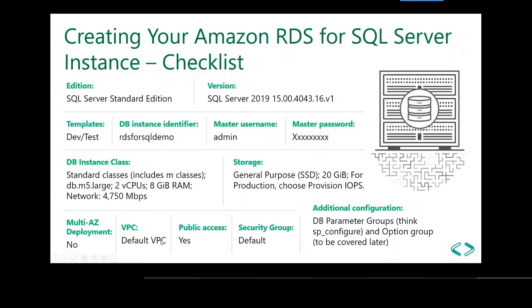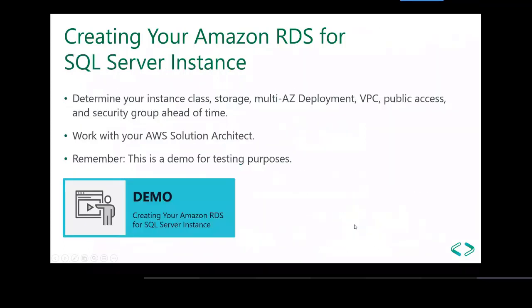Okay. And we're going to leave default VPC. We're going to open public access. Usually you don't do this in your production environment. You're going to have a different configuration option in your production environment. Security group, we're going to leave the default. And like we talked about earlier, the parameter group, we're testing with the sp config. And option groups, we're going to need to configure the option group for backup and restore. Make sure the option is selected, which we're going to cover a little bit later on.